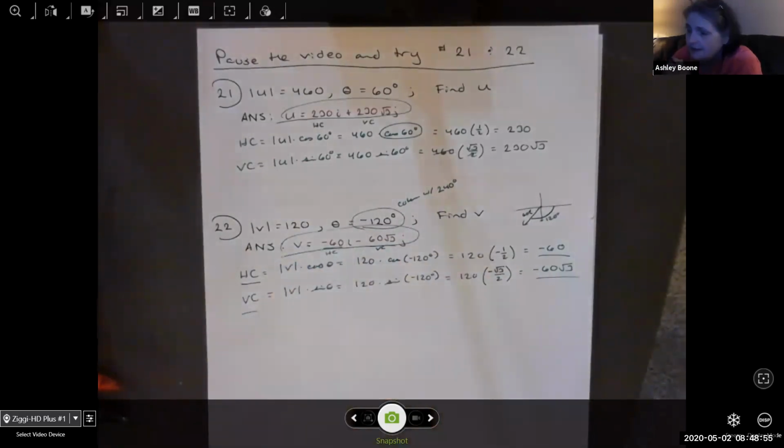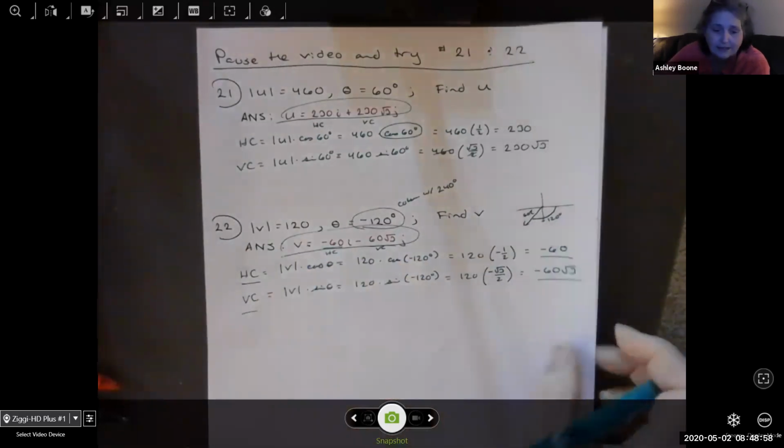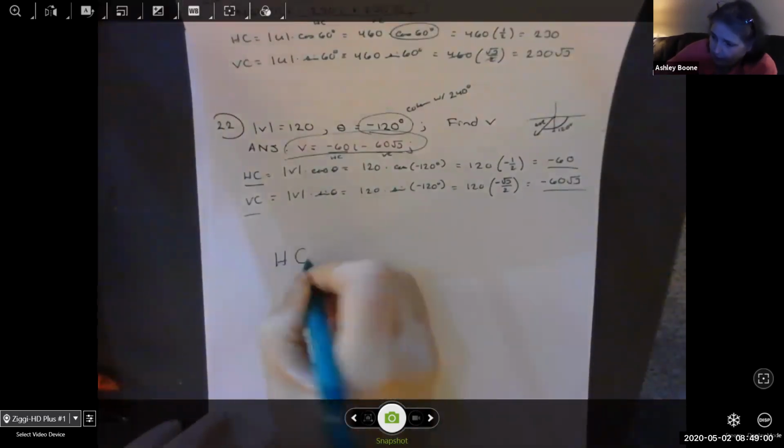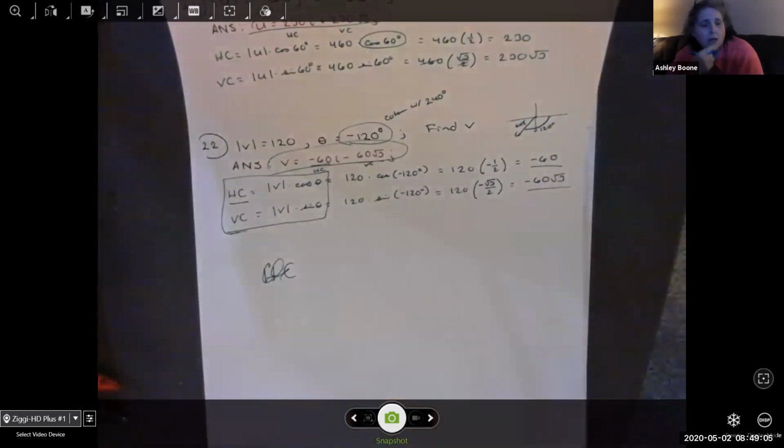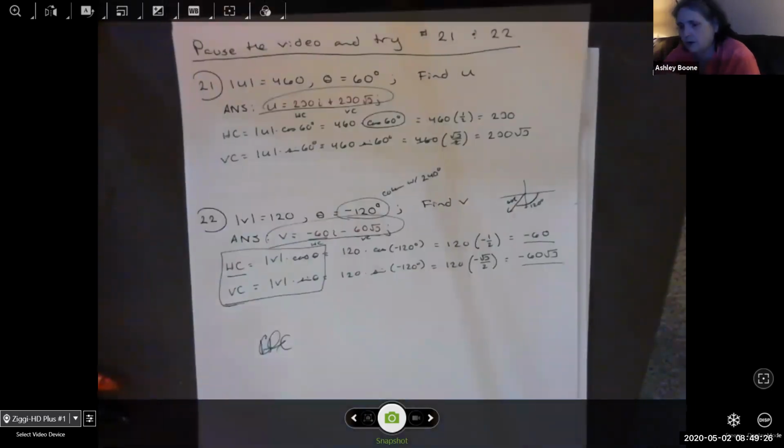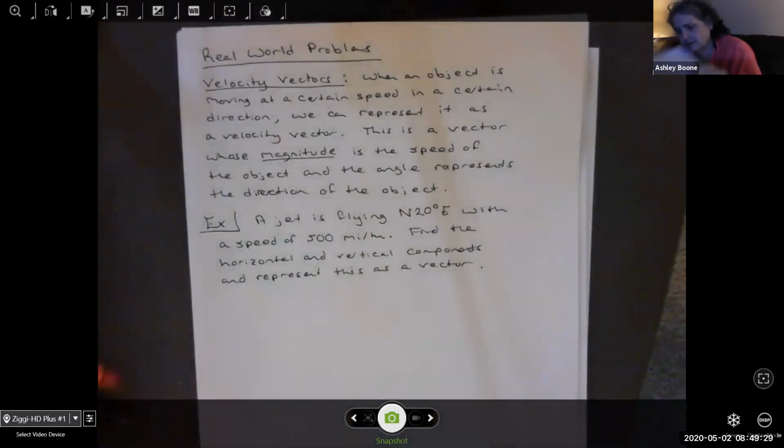All right? Using that idea, I'll just box it in. Horizontal component is always magnitude times cosine of the angle. Vertical is always magnitude times sine of the angle. These are great when we know magnitude and we know direction. So here's where the big applications come in for vectors. All right, let's move on. Real world problems. I have two types of examples I'm going to look at here.